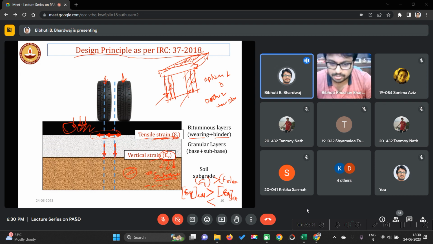You can type your answers in the chat box if you want. Option 1 or option 2. Option 2. Critical says option 2. Others? Tanmay, what do you think? You are also saying option 2. Others? All are saying option 2.